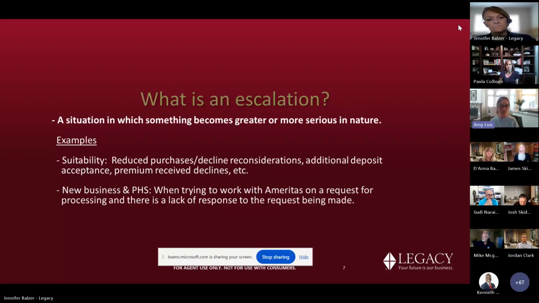For new business in PHS, when trying to work with Ameritas on a request for processing, and you have a lack of response to the request being made, or you're emailing paperwork constantly and they say they don't have it, those become escalations.